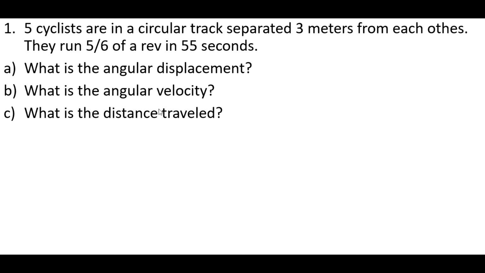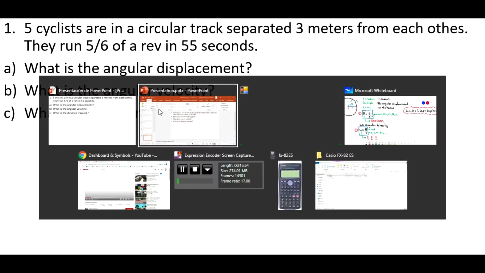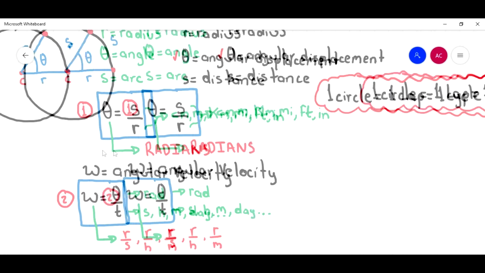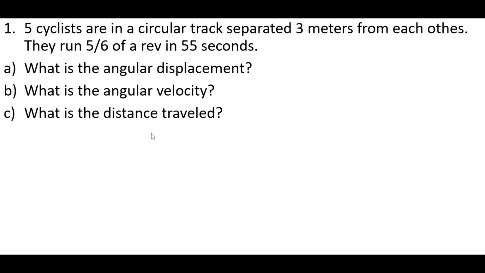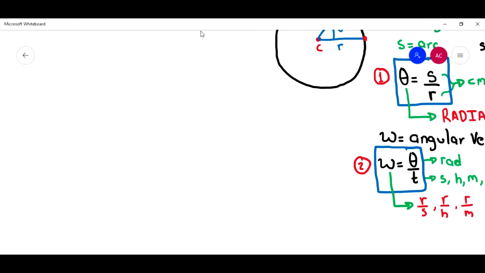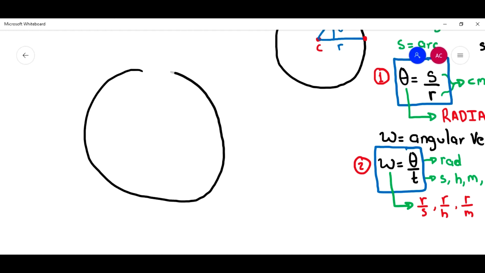So let's do this problem. Okay, I'm going to return here because I'm going to make the drawing. The first drawing that I'm going to make is the circular track, because they are in a circular track. So imagine that this is the track. Well, imagine that it is a circle. Okay, this is the center.